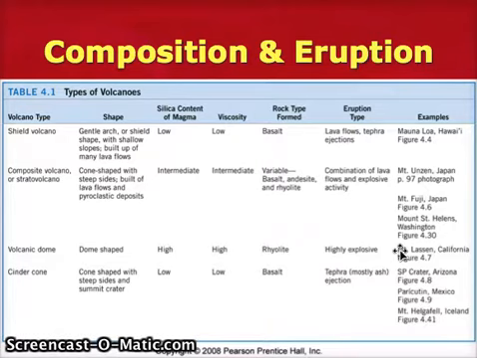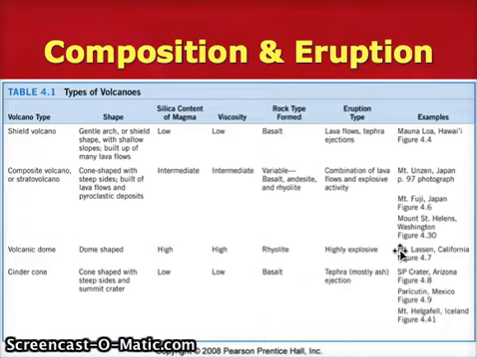If we have what we would call an intermediate type volcano, andesite, you'll notice it says composition, basalt, andesite, rhyolite. These volcanoes have basalt, but they also have andesite and rhyolite, which are stickier lavas. So essentially what happens is, during an eruption cycle, you'll get a different type of molten rock coming out. If it's basalt, you get that nice smooth lava flow.